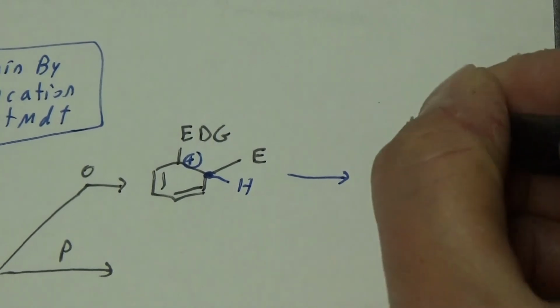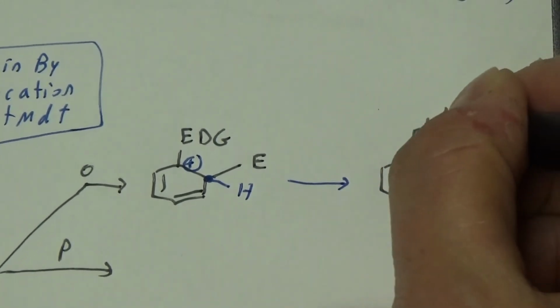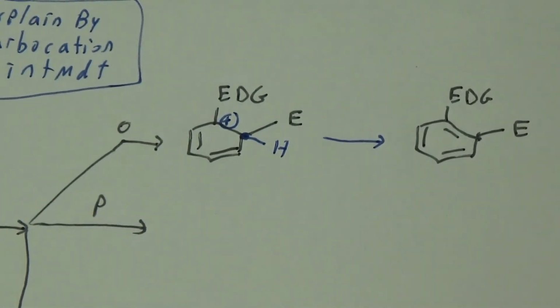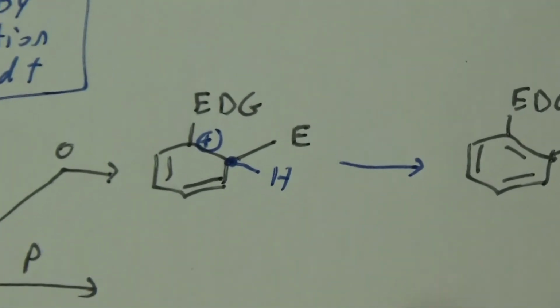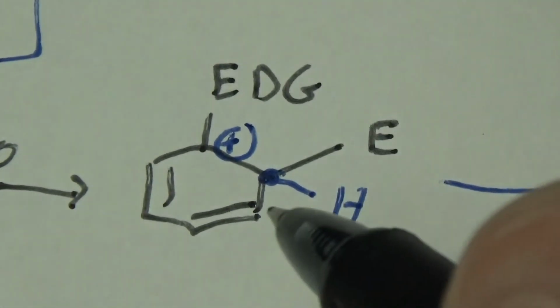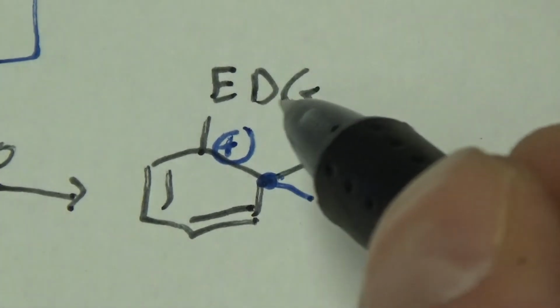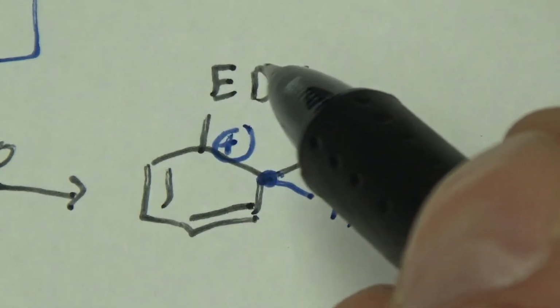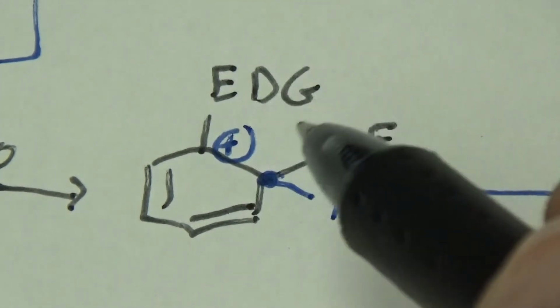It's E and EDG, right? Okay. And now I'll ask, do you think this is a happy intermediate? Think about the donating group. What do donating groups do? They donate. It's donating electrons in.